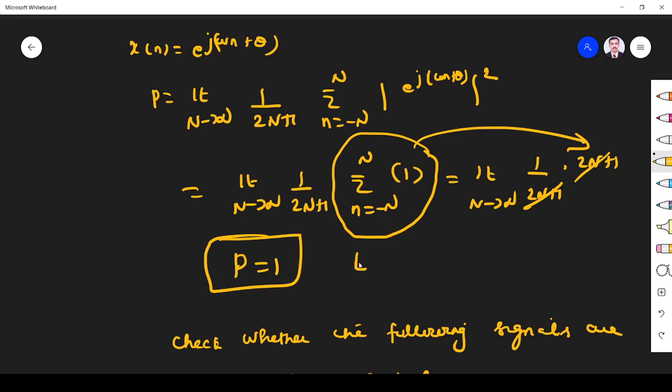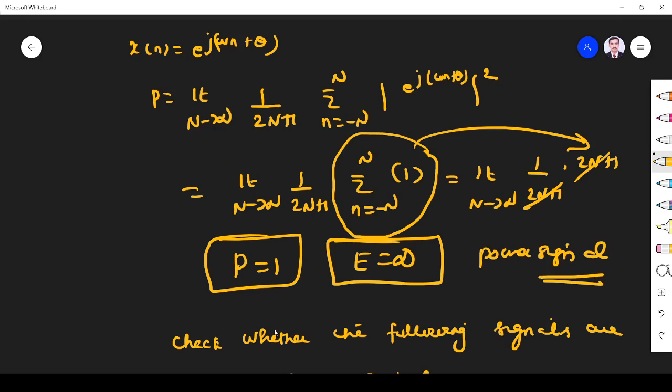Power finite means energy must be infinity, I told already. So surely it must be a power signal. So complex exponential is a power signal. Already we proved the same in the continuous domain also. So that is confirmed here, right?